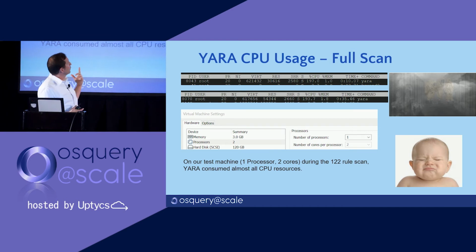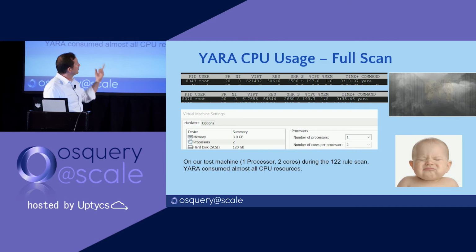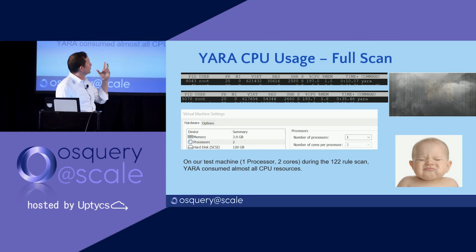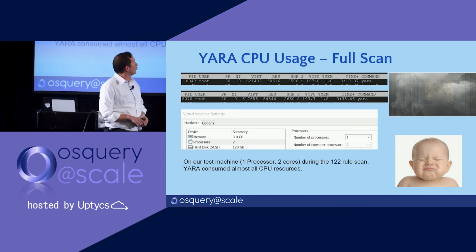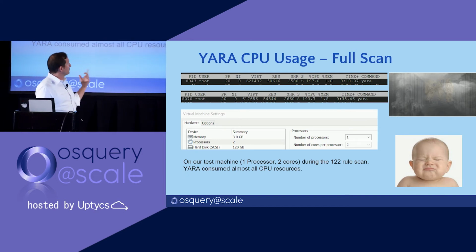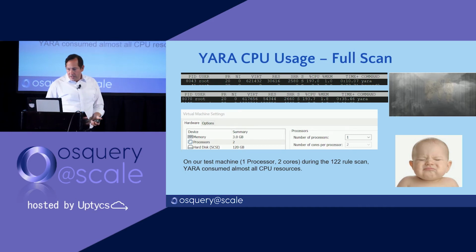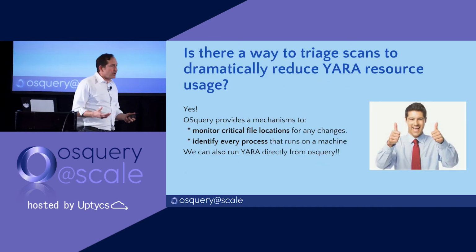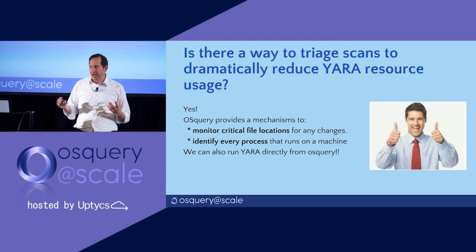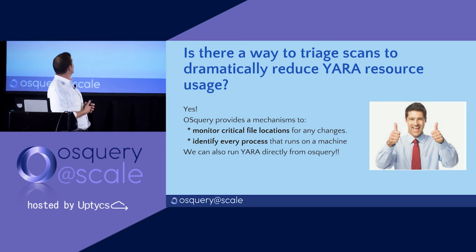So what happened when we ran our scan? We had a 2 CPU test machine, and it was running at about 193%. So it was using pretty much all of the resources during our YARA scan. So it was pretty intensive. And so we have to look at perhaps a way of really being more targeted in our YARA scanning. So instead of doing full scans, what kind of alternatives can we look at?